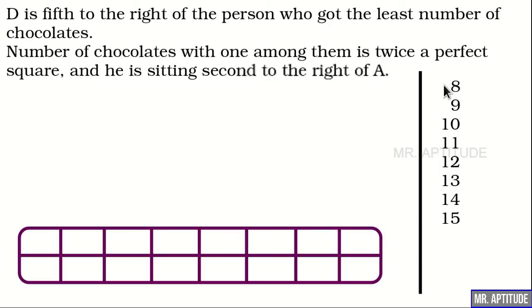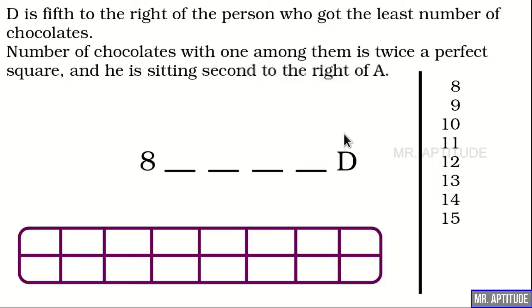Now, as D is fifth to the right of the person who got the least number of chocolates, fifth to the right means that there should be exactly 4 members sitting between D and the person who has got the least number of chocolates. So let us assume that it's you and assume that you are facing north. So 5 places away to the right or fifth to the right, there should be exactly 4 places left between the given two. So as this is 8, let me leave 4 places now. 1, 2, 3 and 4. So this person should be D.